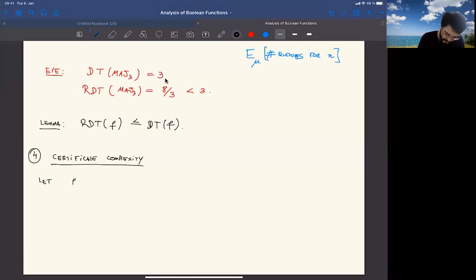So let's say f is some Boolean function, and you take some x. And so an f, x certificate. And this is not exactly what you see in the papers. It's kind of a convoluted explanation. It's not quite clear. I just came up with mine, which is more or less exactly the same. So a certificate for x is a subset.